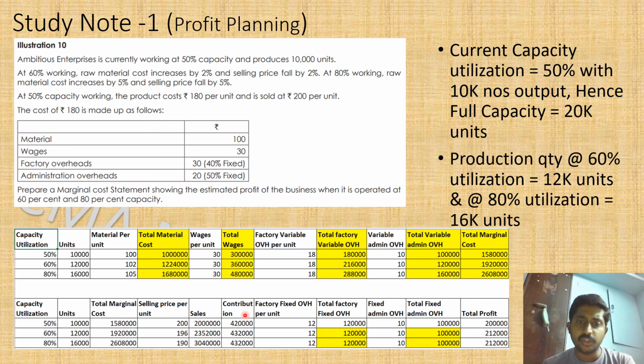If you subtract the factory fixed and admin fixed from the contribution, you are going to find the total profit. On all the three cases, this will be the profitability or the P&L profit for the company. You can call it net profit also, but since P&L profit will have income tax and other items, I would say it is the net profit before taxes.